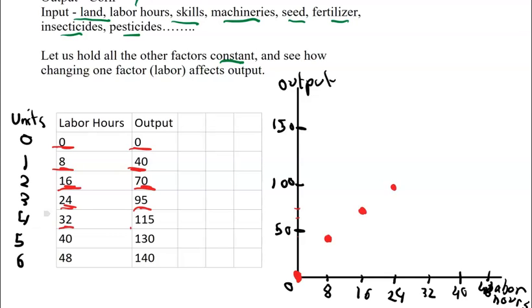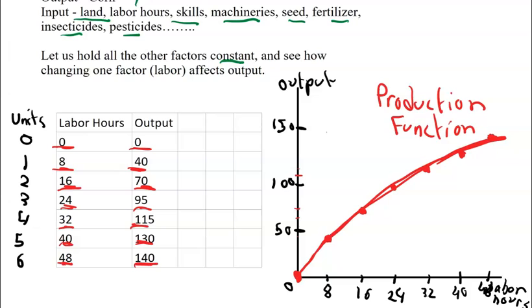And then at 32, it is 115. So let's say somewhere around there. At 40, it is 130, somewhere here. And at 48, it is 140. So somewhere around here. If I drew it properly, it should look something like that. So this is my production function. It is showing the relationship between input and output.